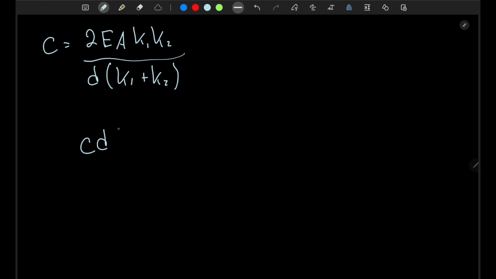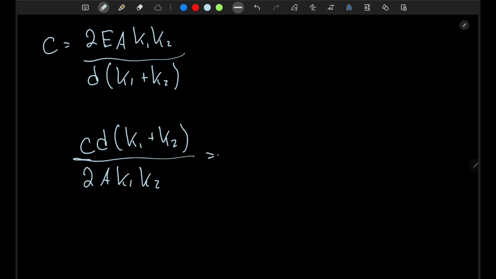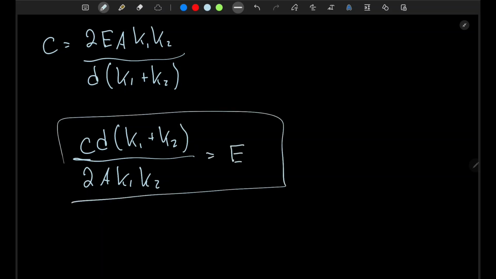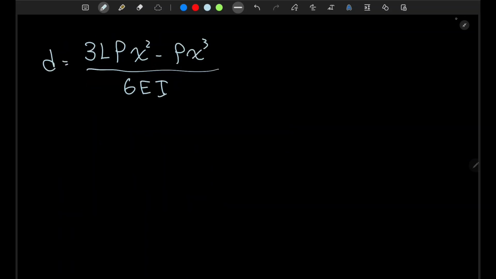So then we are going to have D times K1 plus K2, and then we are solving for E, so we are going to take the 2A, K1, K2, and push that all down across the equal sign, and we are going to be left with 2A, K1, K2, which is equal to E. And there you have it, one step.